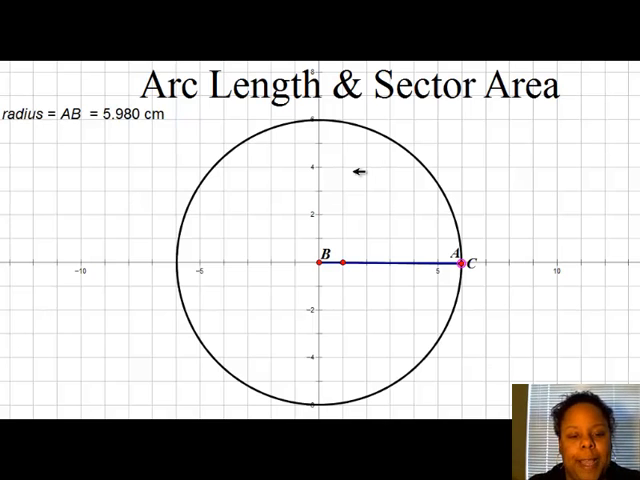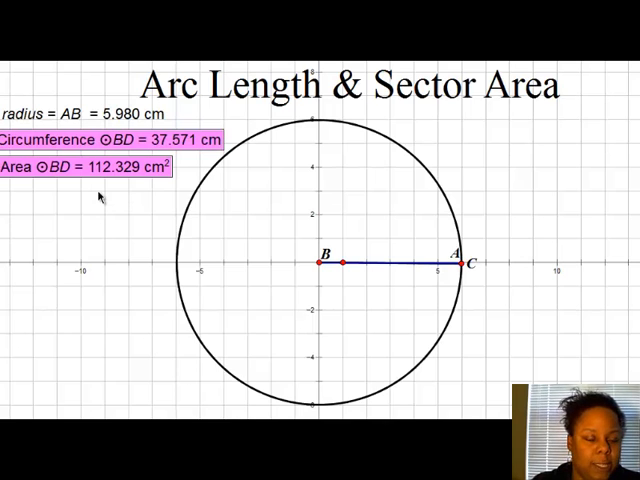Just as a refresher, we have a circle, and the circle has a radius of AB, and we can use the radius, which is the distance from the center to any point on the circle, to calculate the circumference, which is the distance around the circle, and to calculate the area, which is the space inside the circle. When we do that using this radius, we get these measurements. Since the radius is in centimeters, the circumference is in centimeters, and the area is in centimeters squared.